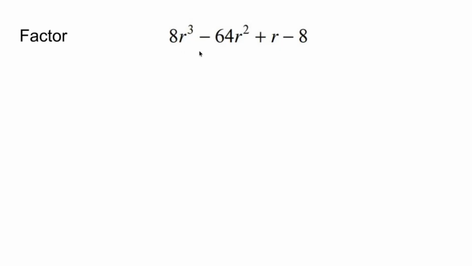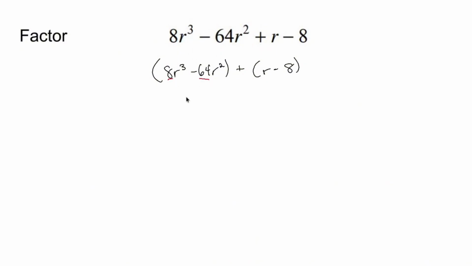Factor 8r cubed minus 64r squared plus r minus 8. The way we're going to factor this is called factor by grouping. What we're going to do is we're going to rewrite the first two terms in the same parentheses, like that, plus the second two terms in its own parentheses. We're going to factor each parentheses out as best as we can.